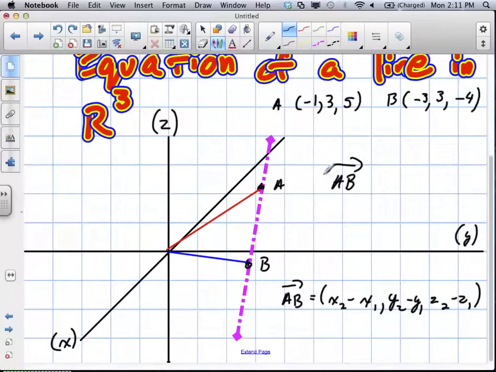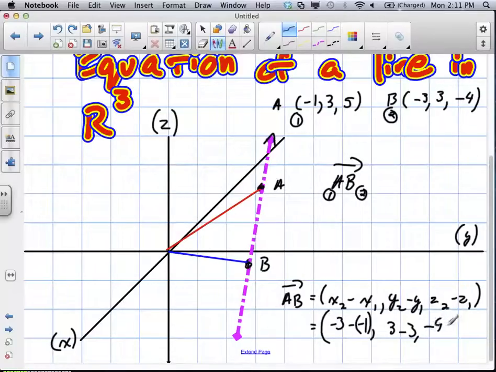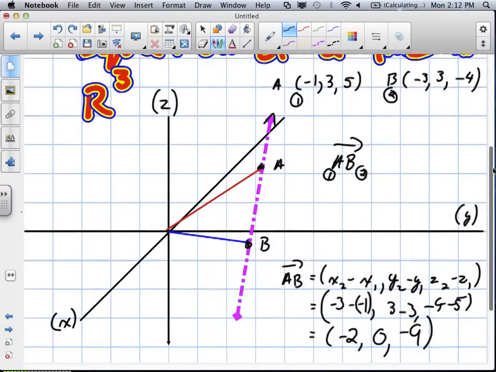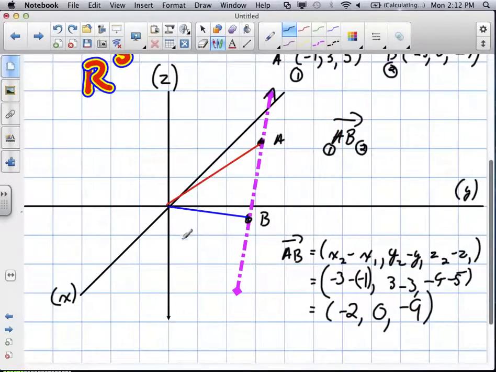Again, because this is vector AB, in other words, heading from B towards A in this direction, our point 2 will be B, our point 1 will be A. So x2 is negative 3, subtract negative 1. y2 is 3, subtract 3. And negative 4, subtract 5. We end up with negative 3 plus 1 is negative 2, 0, and is it negative 9? No, it is negative 9. Okay. So our directional vector is negative 2, 0, negative 9.